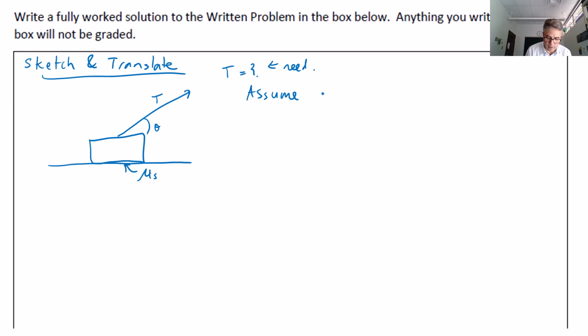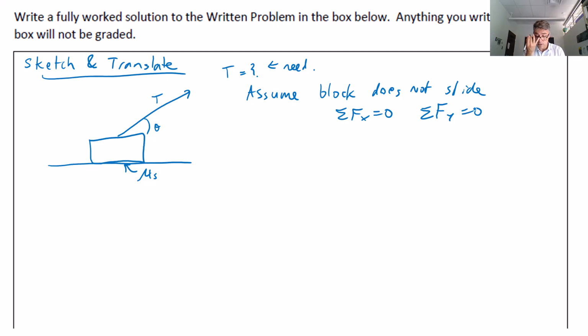We're going to assume that the block does not slide. So what that's going to mean is that the sum of all the forces in the x direction is equal to 0, and the sum of all the forces in the y direction is equal to 0. It's an equilibrium problem. That's good. We're also going to assume that it's just about to slip. So what that means is that F sub s is equal to mu sub s times the normal force. So we're going to have to find that normal force, find the static friction. And I think that's about it.